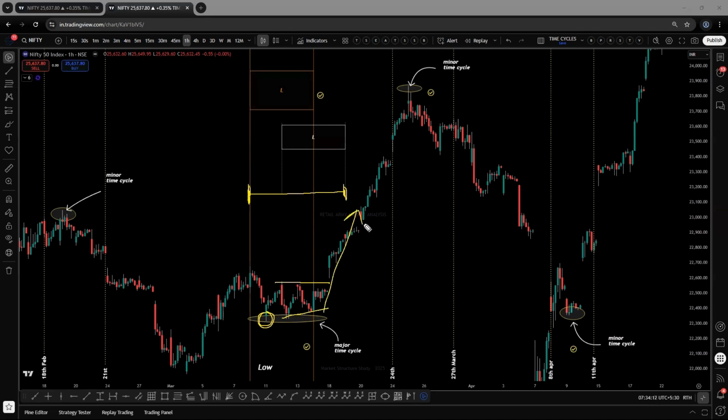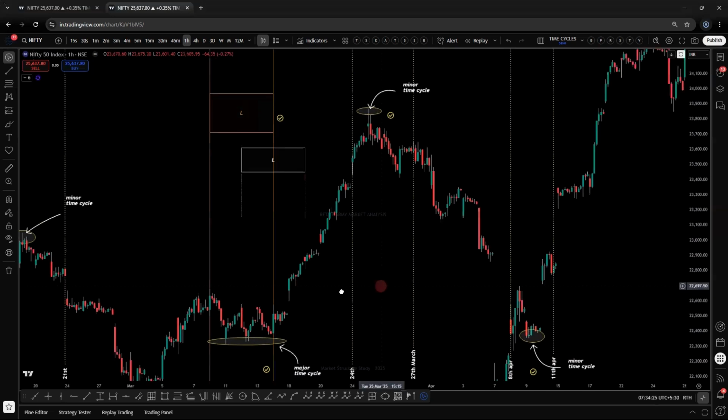So in the first major example, what do you say? In the month of Jan, at the end, a big fall started. Here in this example, in the major time cycle zone, in the beginning itself, the low was made. So what method should we use to study this? I'll tell you: study the price action.